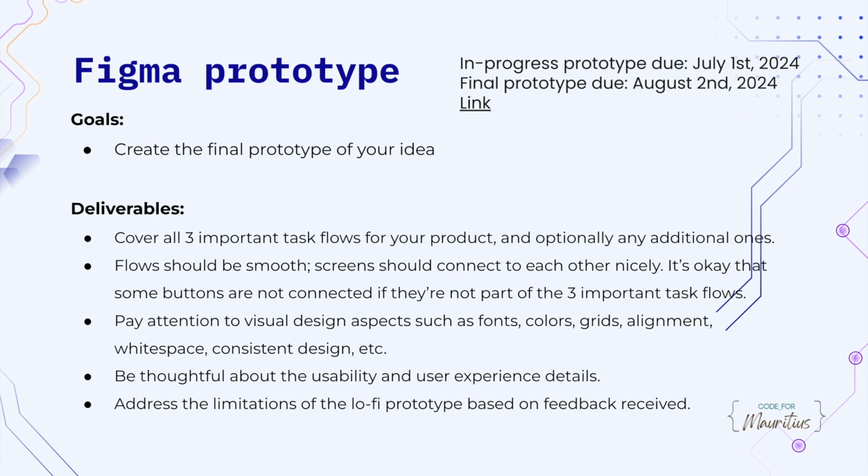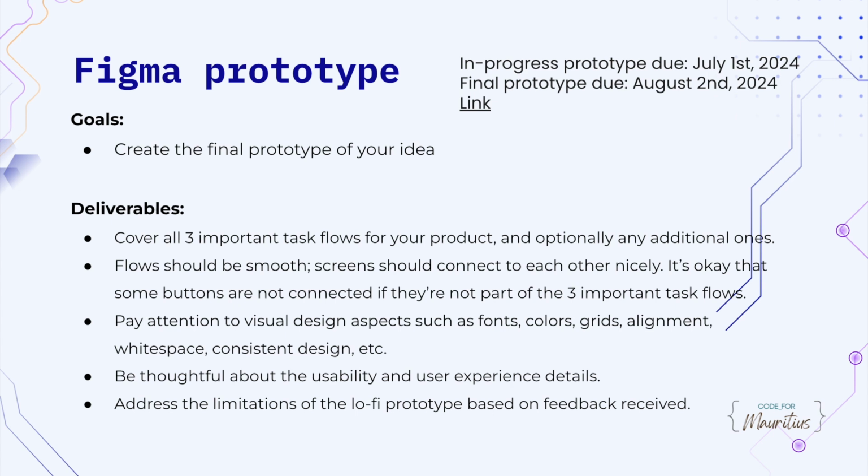So the deliverables are to cover 3 important task flows from your product, and optionally, if you have time, any additional ones. The flow should be smooth and the screens should connect to each other nicely. So every screen that you make should connect to another one in some way. You shouldn't just have individual screens without a wireframe, sorry. It's okay that some buttons are not connected if they're not part of the important task flows, but you shouldn't just have a frame that's floating out on its own with no button that connects it to the other ones.